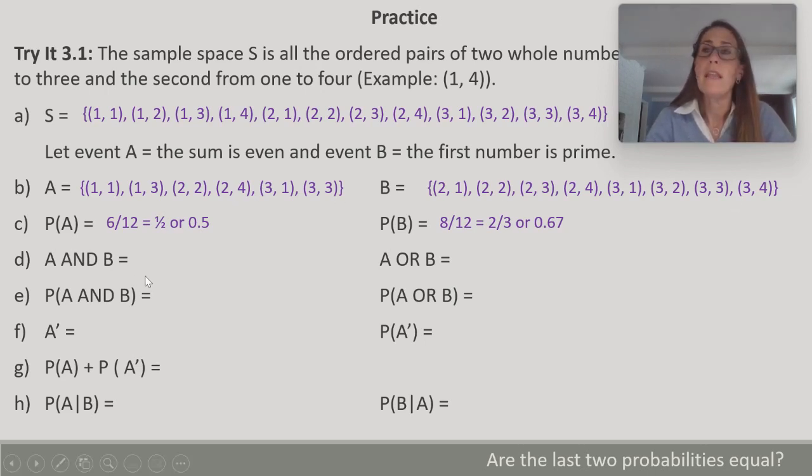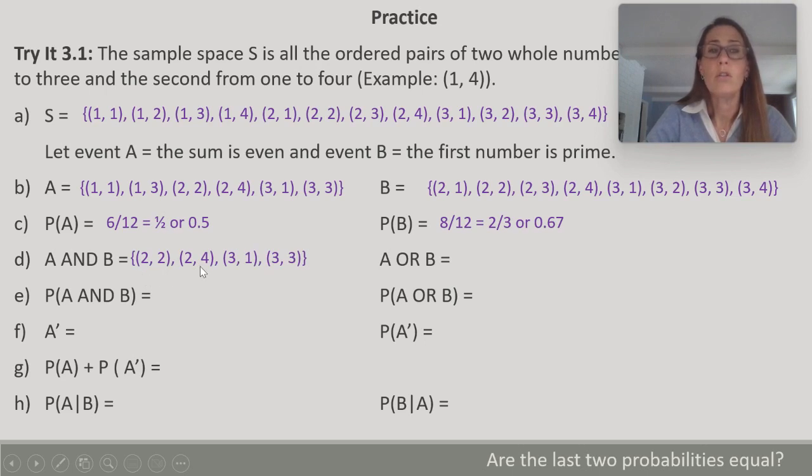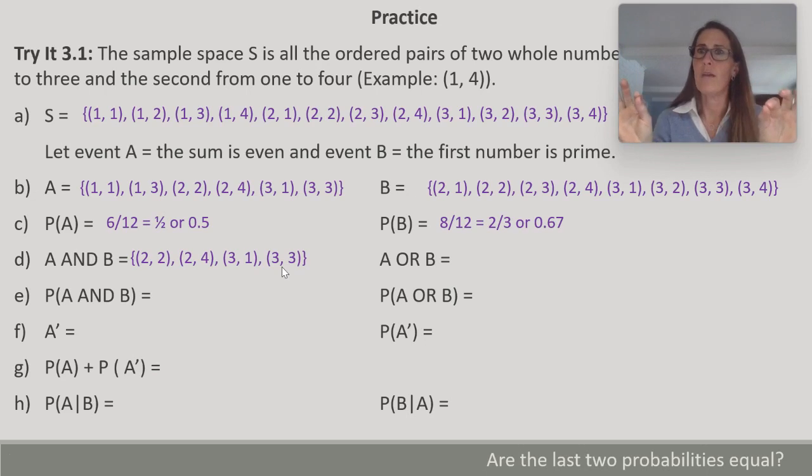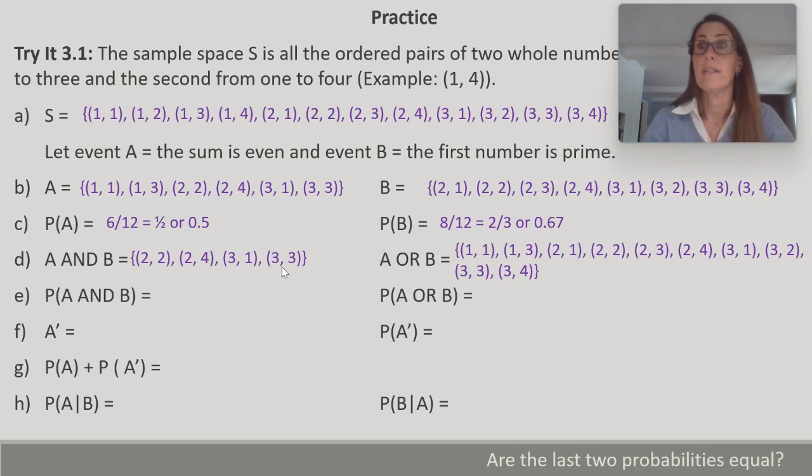Now, what's in the event A and B? So that has to be in A and in B. That's the outcomes (2,2), (2,4), (3,1), and (3,3). And this is where it really helps to have those events listed out so you can see what's in both. And then A or B, so that's everything in A or in B or in both. So it's going to be (1,1), (1,3), (2,1), (2,2), (2,3), (2,4), (3,1), (3,2), (3,3), and (3,4).